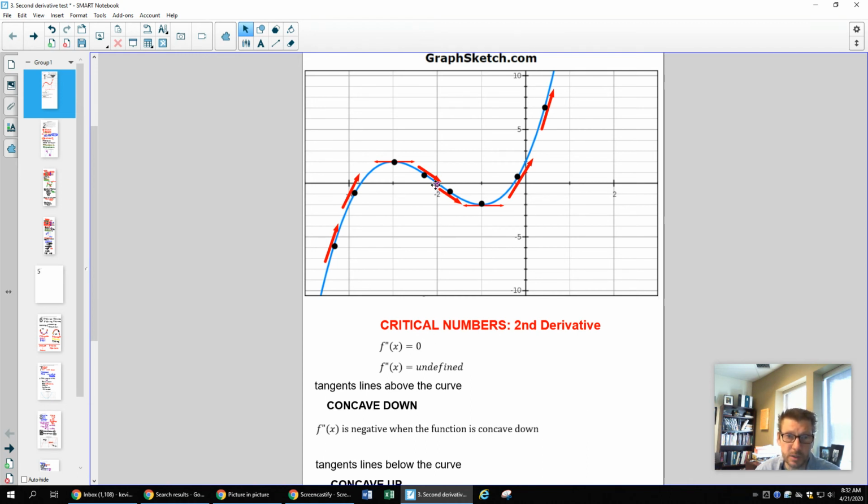And of course, this little purple point right here is the boundary between the tangents being above the curve to the tangents being below the curve. So that would be a critical number of zero in this case. We call that a point of inflection. The tangent lines go from being above to being below. So that's just a quick overview of first derivatives and second derivatives.